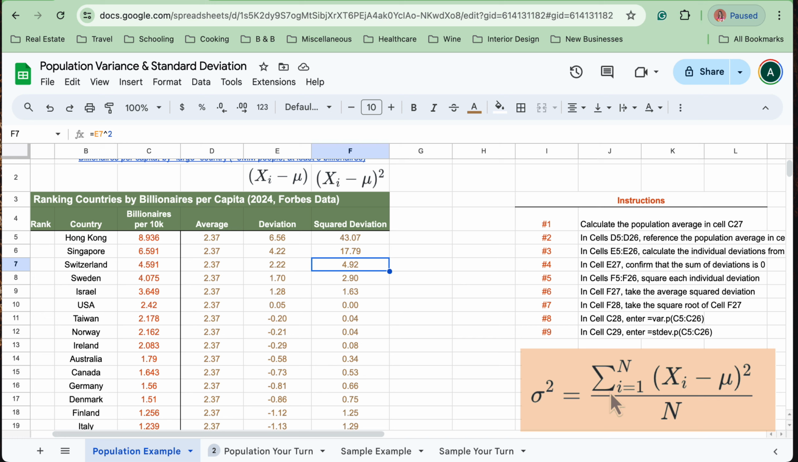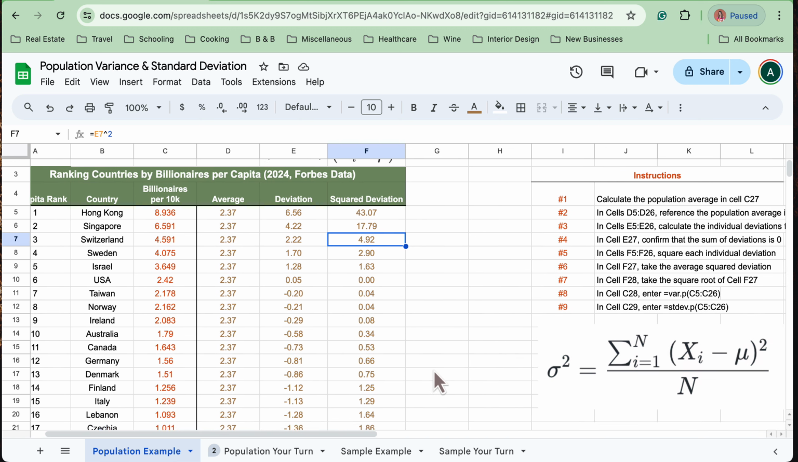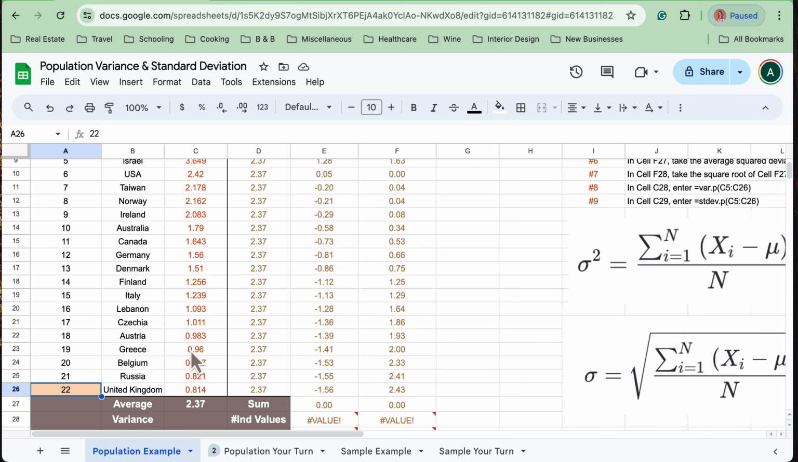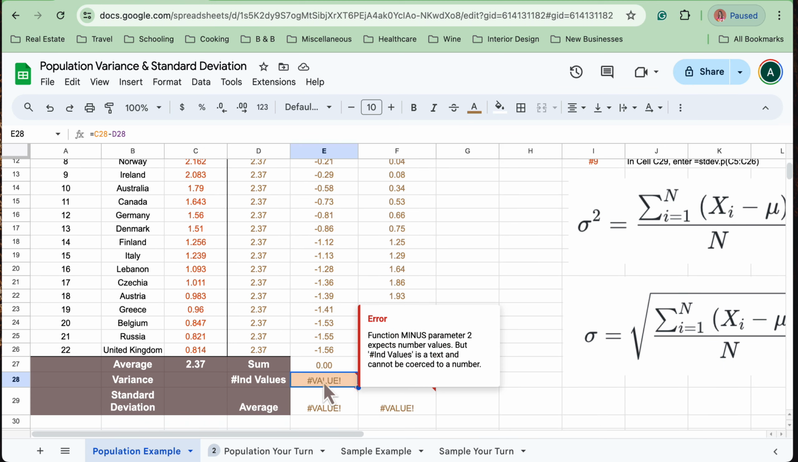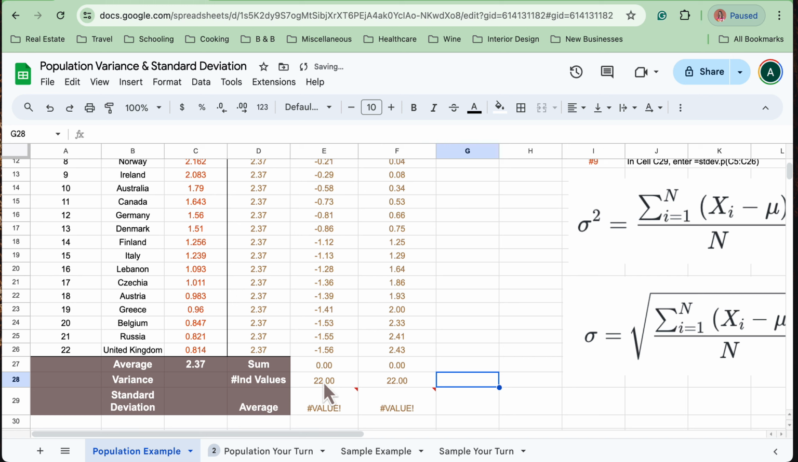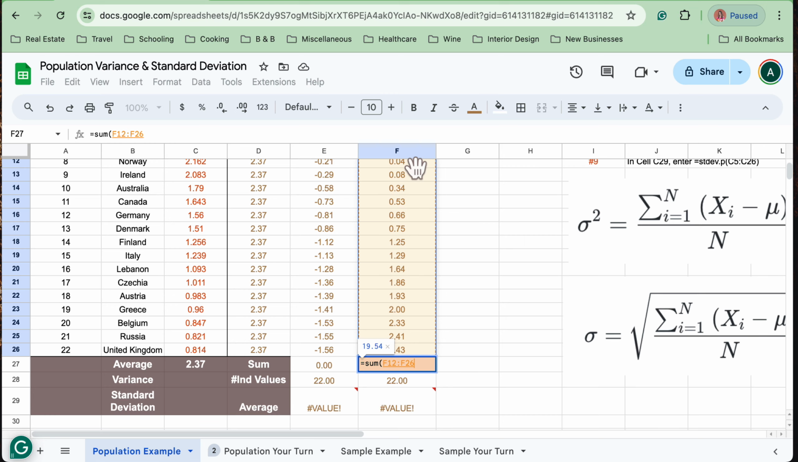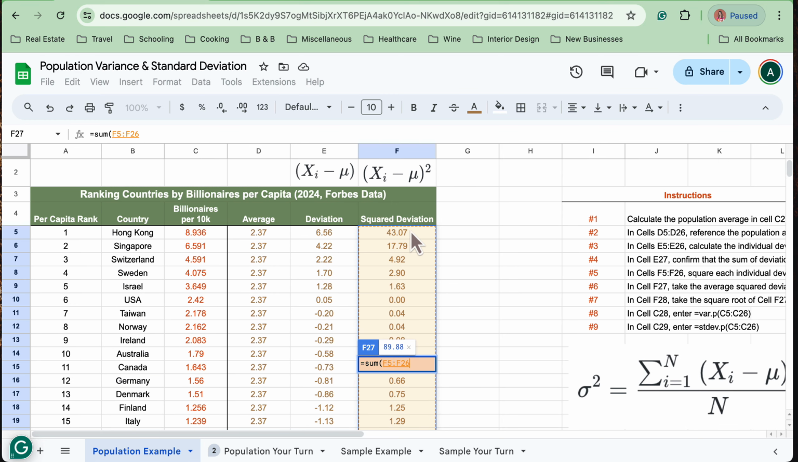So what does this formula tell us to do? Well, it says first take the squared deviations and then add them all together and divide by the number of independent observations. Well, let's just see, how many independent observations do we have? Looks like we have 22. So we'll put in 22 for our independent observations. And here we are going to sum, not average, but sum our squared deviations.